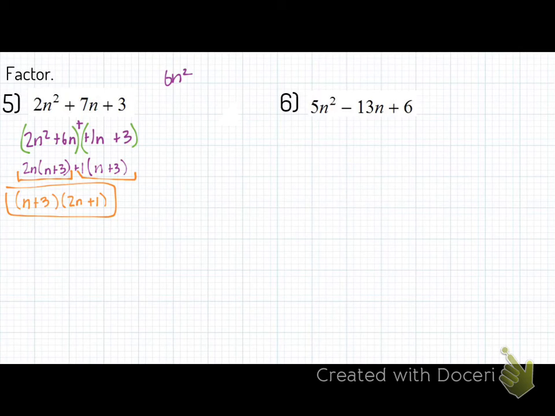Last problem. Okay, I'm going to start you off because I worked with the other period and they got stuck on this, okay? So, 5n squared minus 13n plus 6, okay? What's 5n squared times 6, everyone? Positive or negative? Positive. Good, okay, positive 30, okay? 30n squared. Okay, don't start yet.